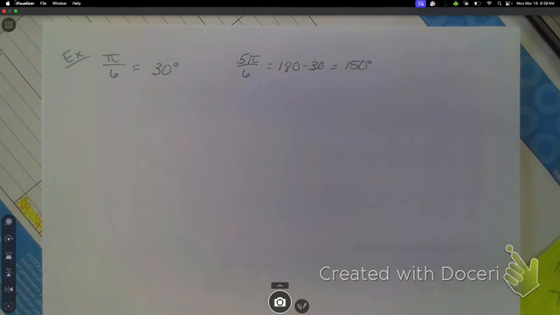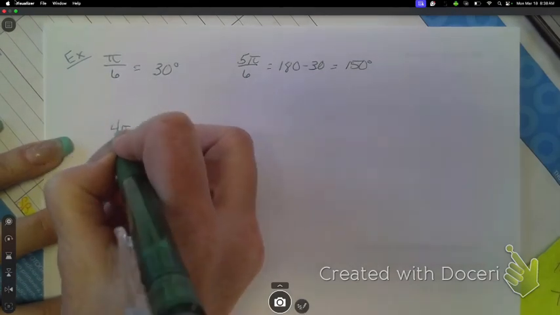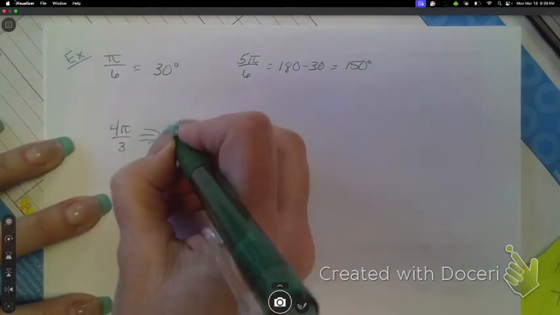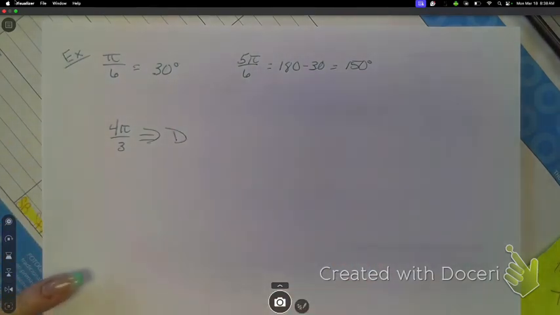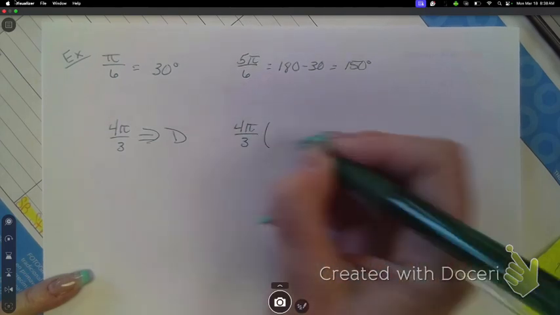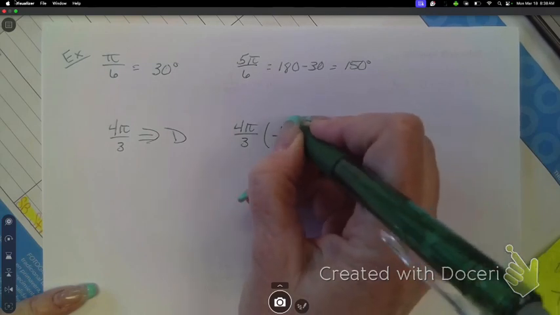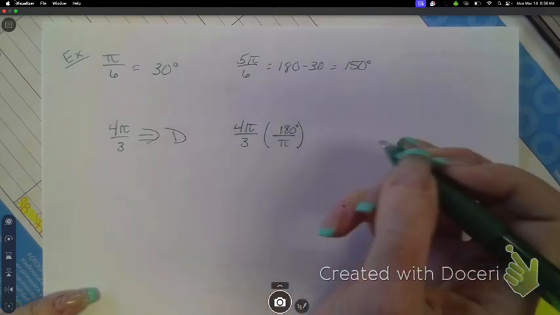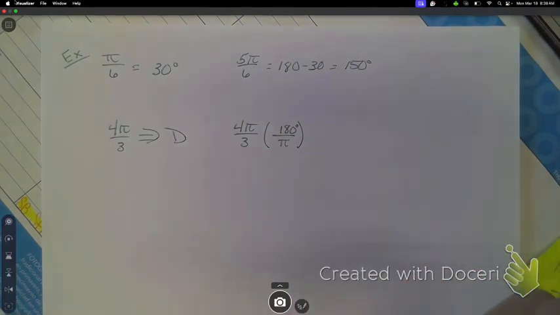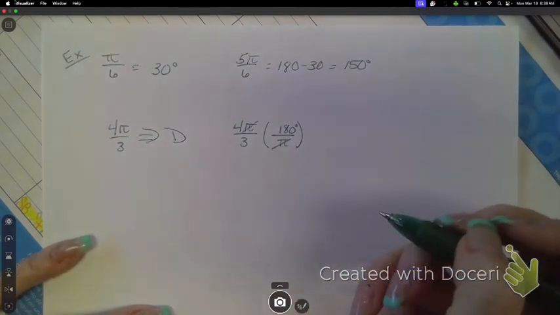Okay, I'm going to hand it out to you and we're going to fill one out, because now we have everything on there. Okay. 4 pi over 3 to degrees. So what am I going to multiply it by? 180 over pi. Now, does every radian have a pi that you can see in it? No, because I just did 20 radians, didn't I? Okay, so the pi's reduce. What else you want to do?